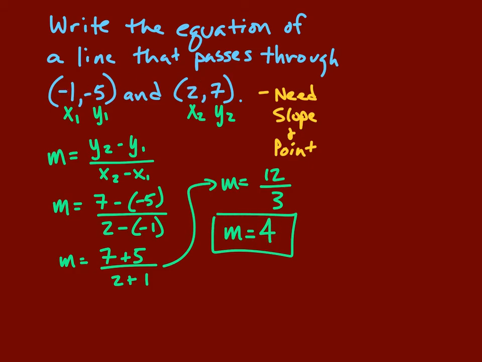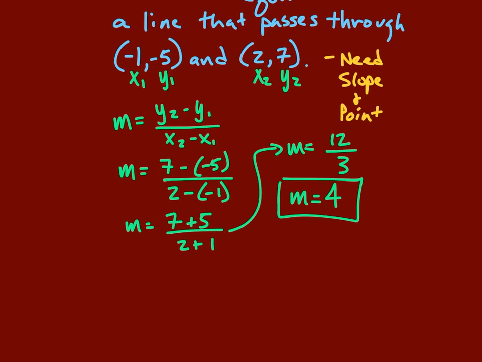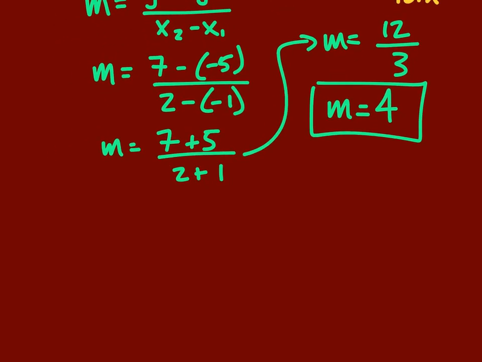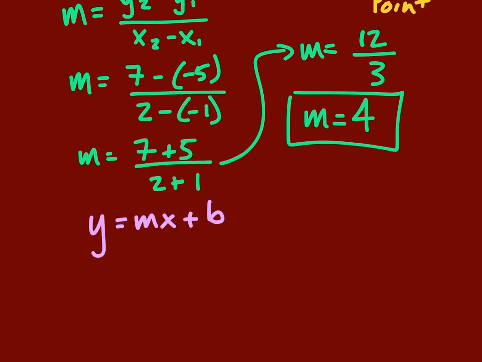And it doesn't matter, okay? But I'm going to go ahead and use this point because my numbers are positive. And let's figure out what my b value is, okay? So I'm going to write out y equals mx plus b. All right, I know what my slope is. My slope is 4. I'm going to use the x value of 2 and y value of 7. All right, so I'm going to say x equals 2 and y is equal to 7.